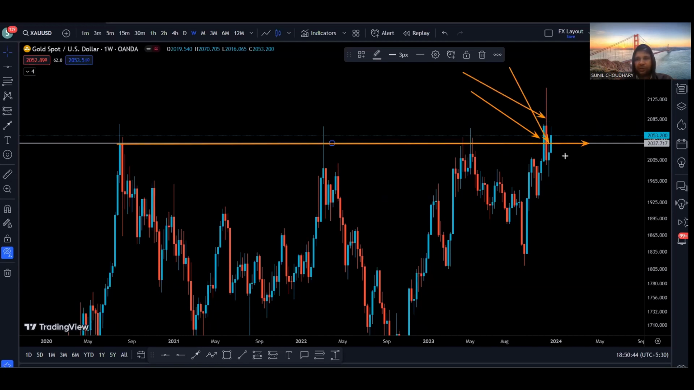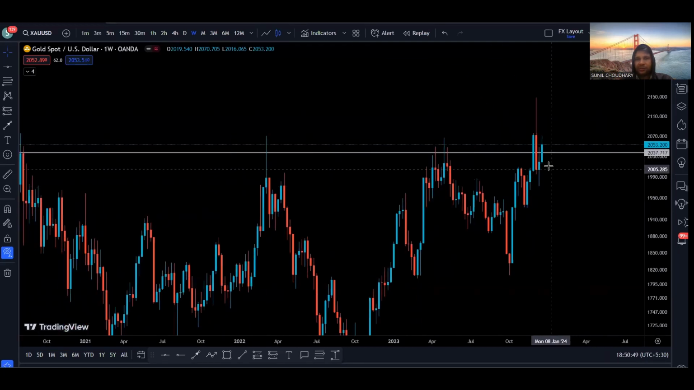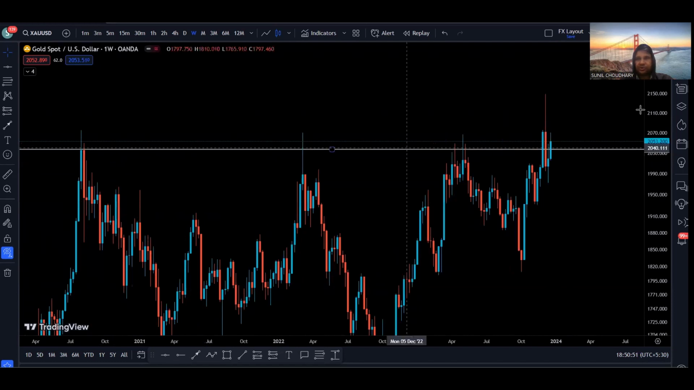Now if we also look closely, we can see that the last weekly candle closed back above this resistance. We had this resistance, and this candle created a support here at this previous break and retest area. The last weekly candle closed above this resistance level, and we have this resistance right here. So the last weekly candle already retested this resistance.